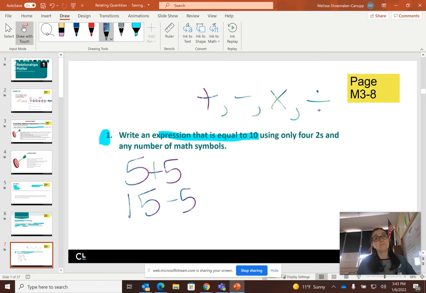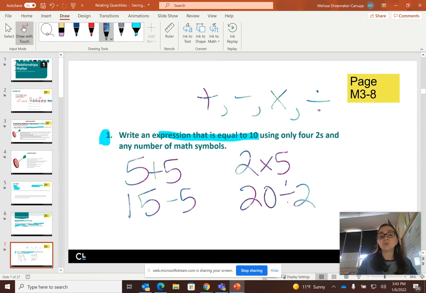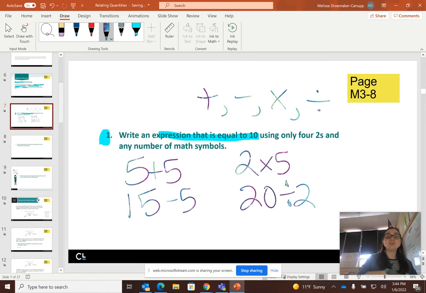Okay. Multiplication. I can think about 2 times 5 equals 10, and then division. 20 divided by 2 equals 10. Those are all ways that I can make 10. They all equal the same amount. I'm just using different numbers and different math.